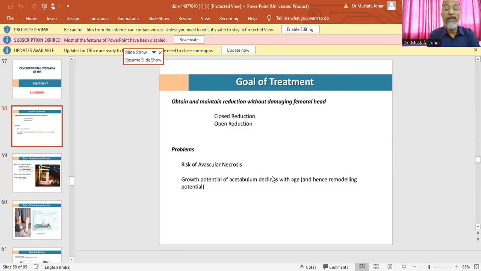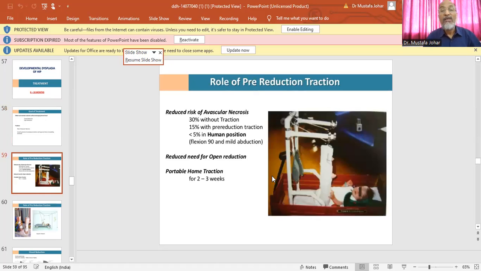Then you have got two methods of treatment, one is closed reduction and another is open reduction. The problem is the risk of avascular necrosis. The growth potential of the acetabulum declines with age, and hence the remodeling potential is more dependent. Then what are the risks of avascular necrosis?